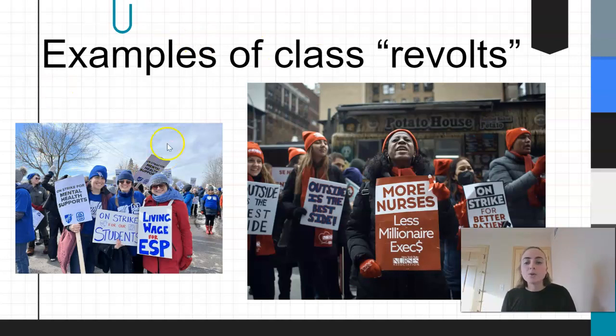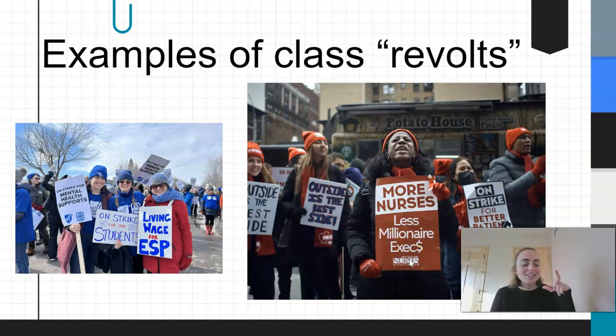I don't know if you heard, but last year the Minneapolis public school teachers went on strike. So they shut the entire school system down in Minneapolis, and they were fighting for fairer wages, better pay, better work conditions, more mental health supports, and things like that. We also have the nurses going on strike. So this sign, you see: more nurses, less millionaire execs.